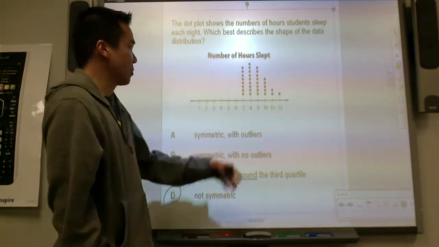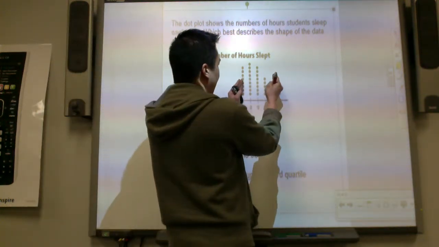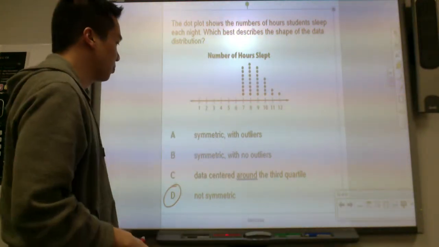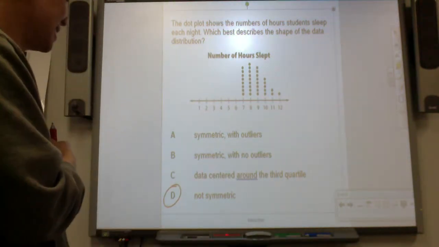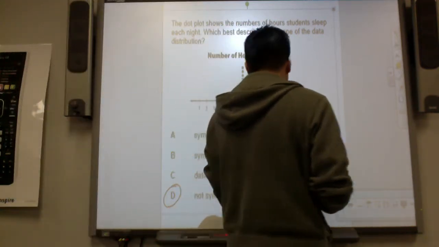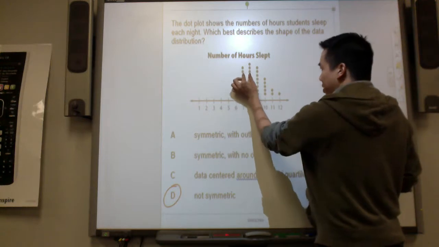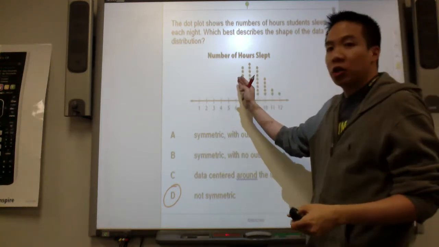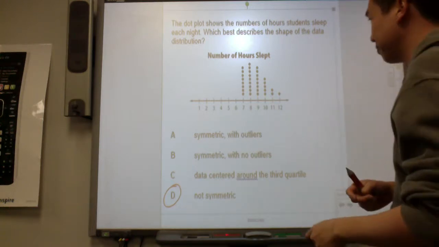It does not look symmetrical. If it's symmetrical, then this will be higher and this will be down. So it's not symmetrical, so I will say the answer is D. And the reason why it's not the third quartile is, as you see, most of the information is front-loaded, in the front end. So most of the data is in the lower half instead of the upper half.